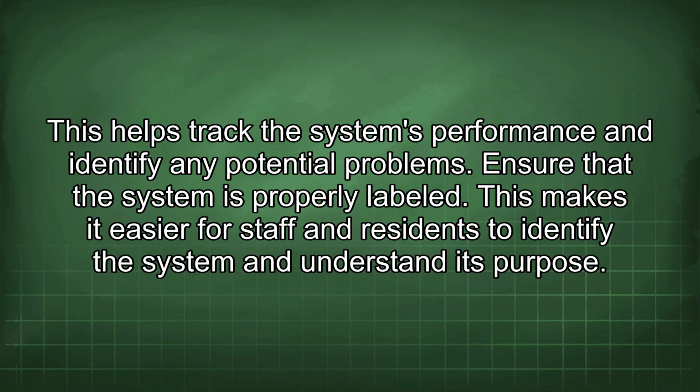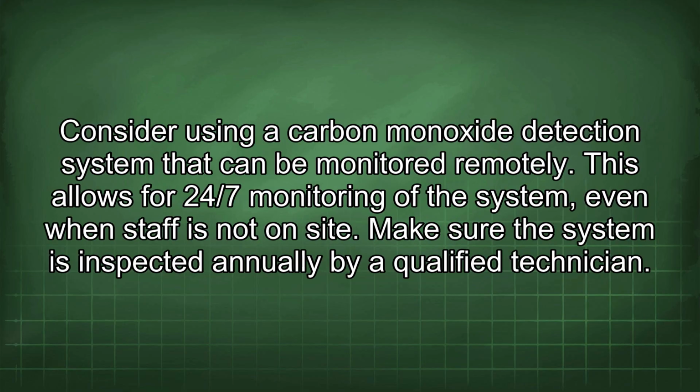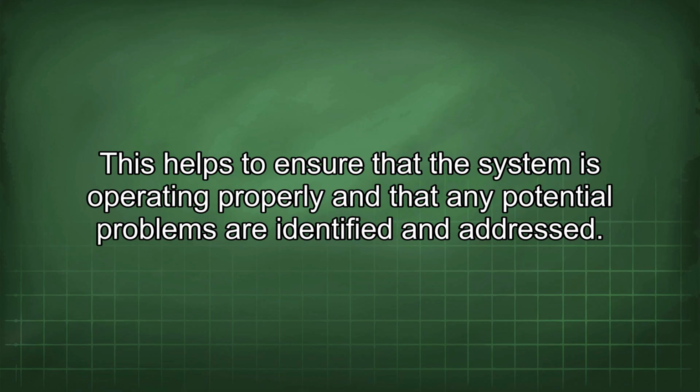Ensure that the system is properly labeled. This makes it easier for staff and residents to identify the system and understand its purpose. Consider using a carbon monoxide detection system that can be monitored remotely. This allows for 24/7 monitoring of the system even when staff is not on site. Make sure the system is inspected annually by a qualified technician. This helps to ensure that the system is operating properly and that any potential problems are identified and addressed.